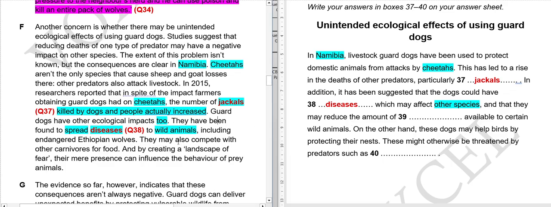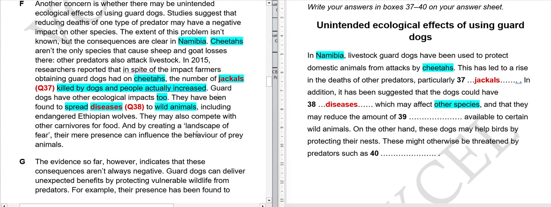In using this, they may also compete with other carnivores for food, and by creating a landscape of fear, their mere presence can influence the behavior of prey animals. So our answer is from here to here. Can you find the answer? You will again have around 5 or 7 seconds to find the answer, and your time starts now.